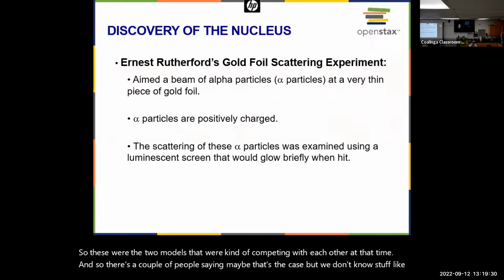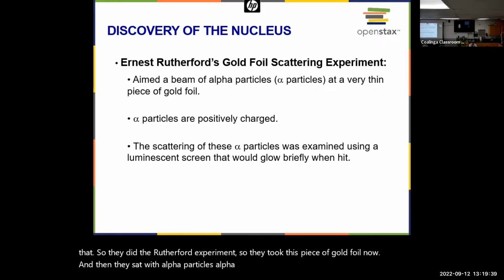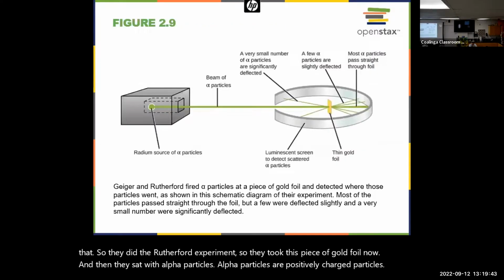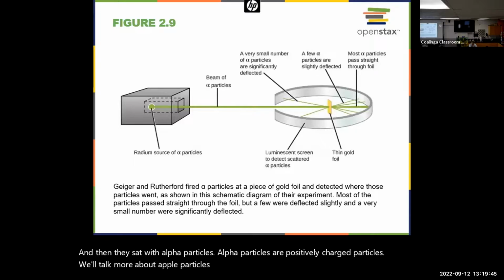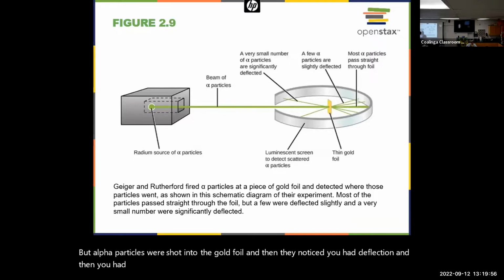So they did the Rutherford experiment. They took this piece of gold foil, and then they shot it with alpha particles. Alpha particles are positively charged particles. We'll talk more about alpha particles when we get to chemistry. But alpha particles were shot into the gold foil, and then they noticed you had deflection. And then you have some that were able to go straight through, right?